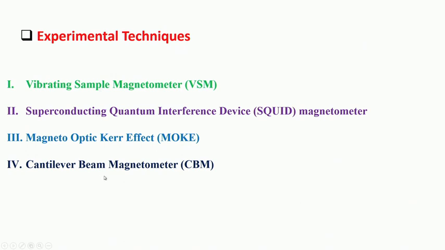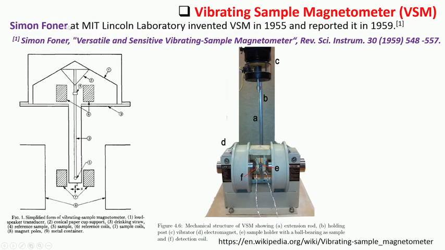Okay. So, I have taken an example of this one just to see whether we can understand the principle of this high end instrument. Okay. So, this is the schematic diagram of VSM. Simon Foner invented this instrument in 1955, and he published this work in Review of Scientific Instruments in 1959. So this is a research paper. As I told, this is a research equipment, and this is a schematic diagram.